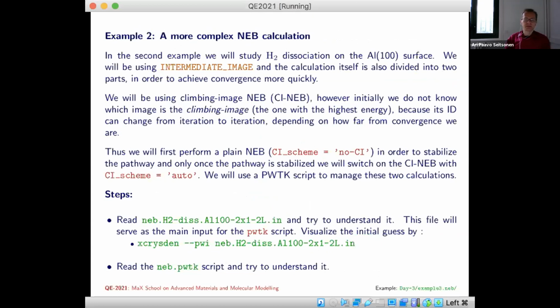Then the second one is again an NEB calculation, and again here we will use the intermediate image. The physical system is H2 dissociation on a metallic surface, the so-called 100 direction of the aluminium surface. Aluminium, you have seen the example here before. It's an FCC metal, and we cut the surface along the 100 direction. Now we want to see what the energy barrier for the H2 dissociation is. Is there a barrier, and how high is it? And what is the initial state? Well, that's H2 in the vacuum, and then it would slowly approach.